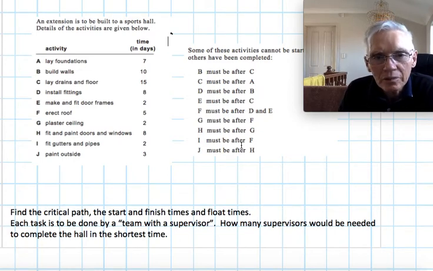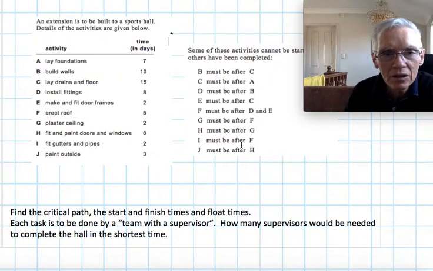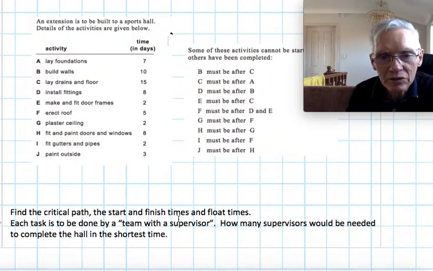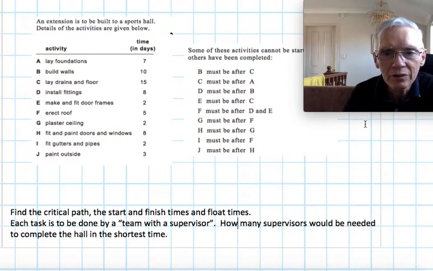For this critical path analysis, we are going to do an extension to build a sports hall. So we've got all this information here. We have to find the critical path and the float times and the finish times. Each task is to be done by a team with a supervisor. How many supervisors would be needed for the shortest time?